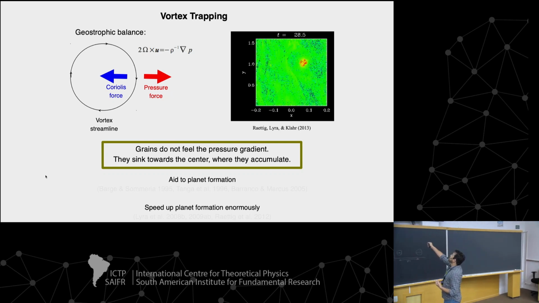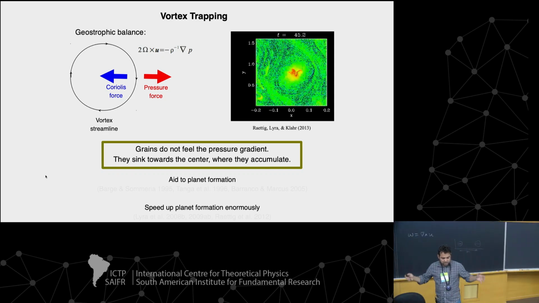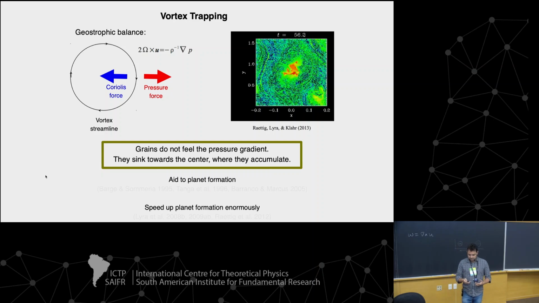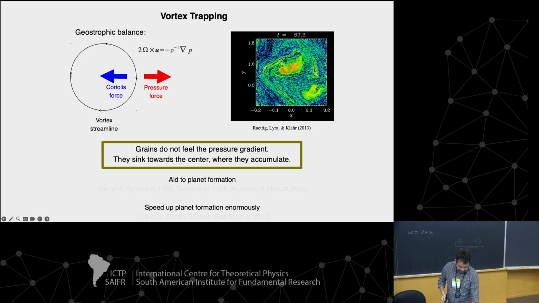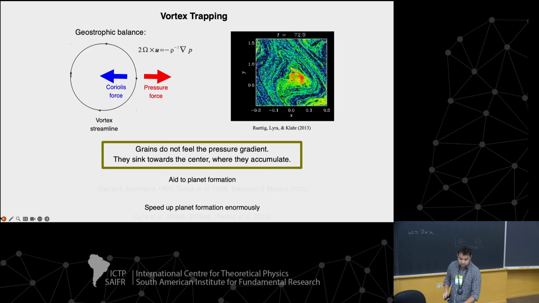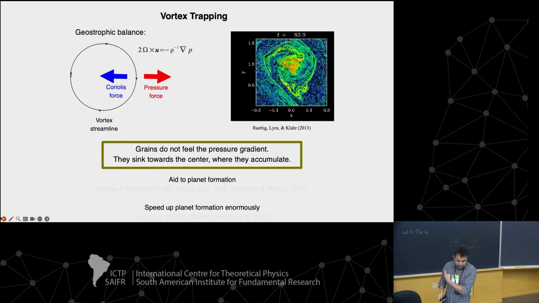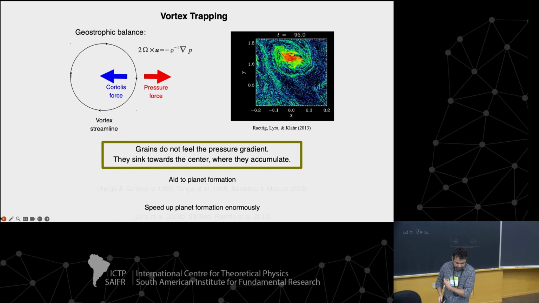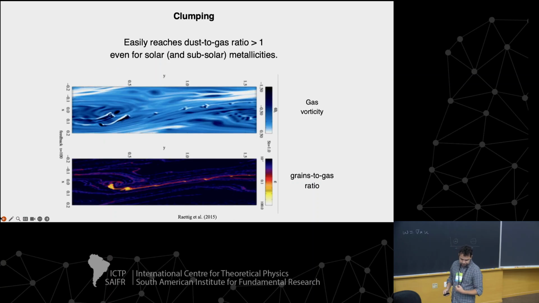You see here a simulation where there was a vortex in the gas phase, and the dust grains are concentrating more and more. The grains do not feel the pressure gradient. They just sink towards the center where they accumulate. So this is going to aid planet formation, and it's going to speed up planet formation by a lot. In this model, the trapping of the dust grains quickly achieves the critical densities for gravitational collapse. This model did not have self-gravity, so you're not seeing the formation of planetesimals yet. But if self-gravity was switched on, it would have happened.